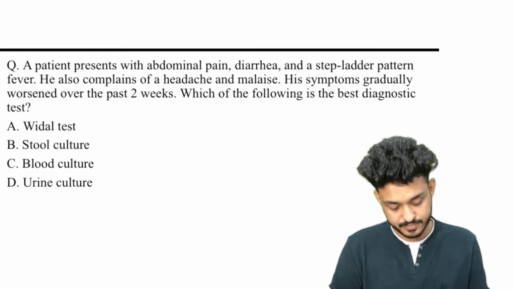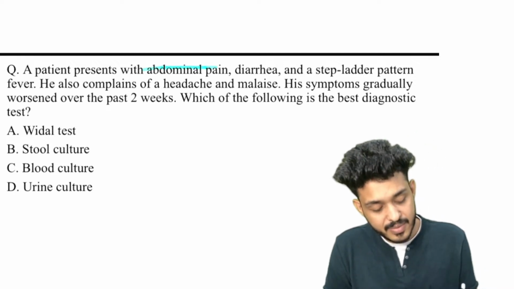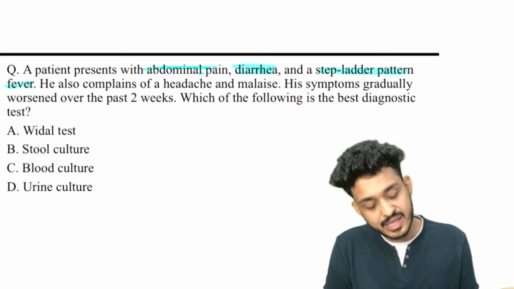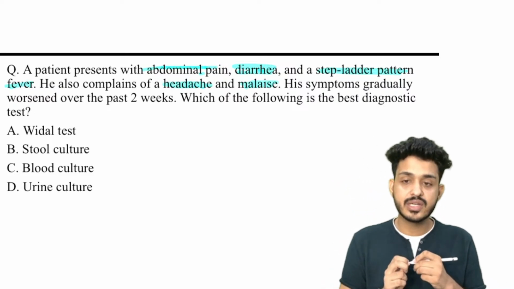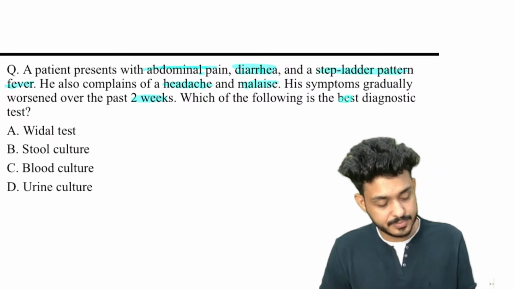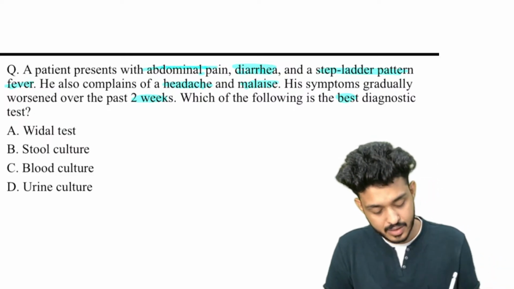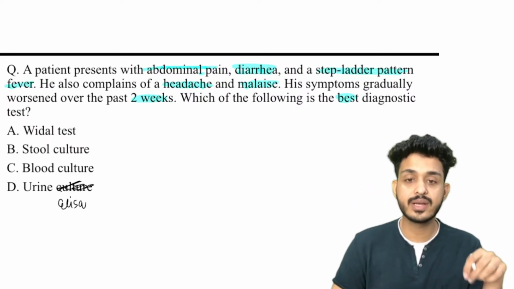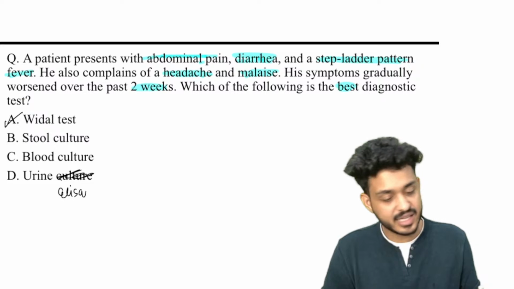Try to solve this one. A patient presented with abdominal pain. The patient is having pain and also some kind of diarrhea. Step ladder pattern of fever again. He is also having complaints of headache and malaise. His symptoms have gradually worsened over the past 2 weeks. Which of the following is the best diagnostic test? It's not culture, it's ELISA. What is the best test that you will be using over here? That would be again your Vidal test, guys.